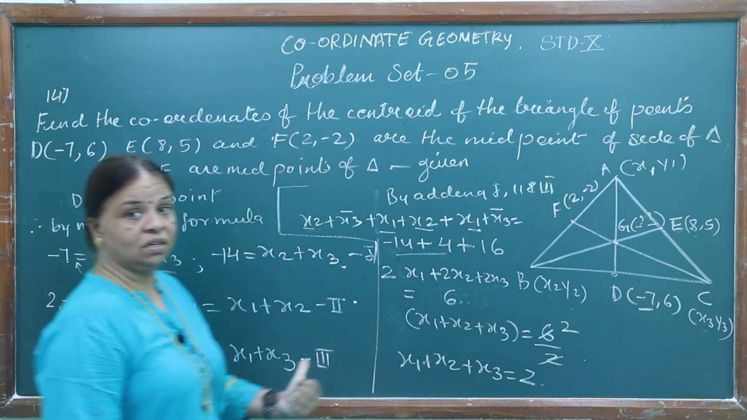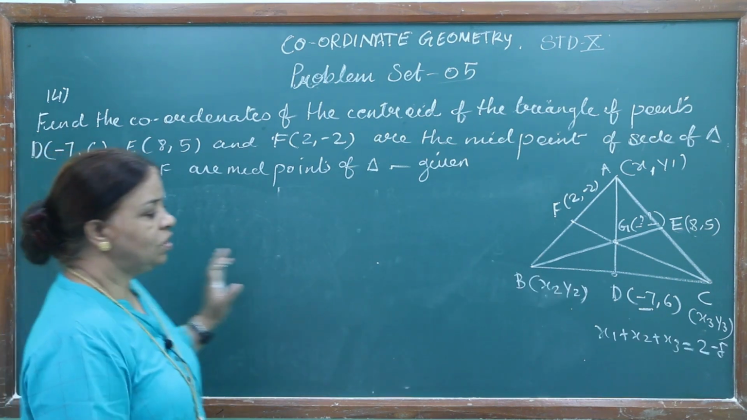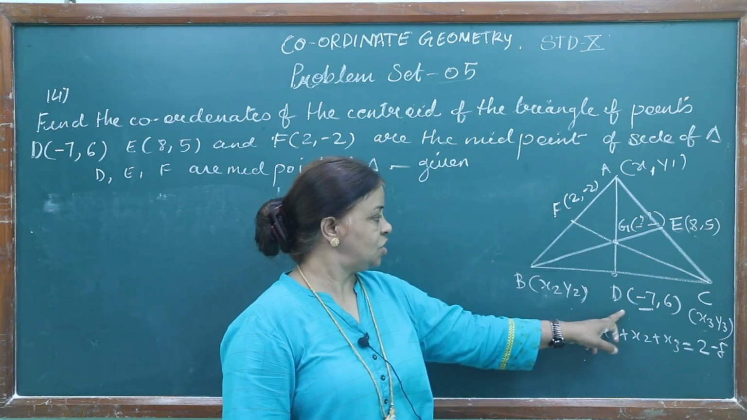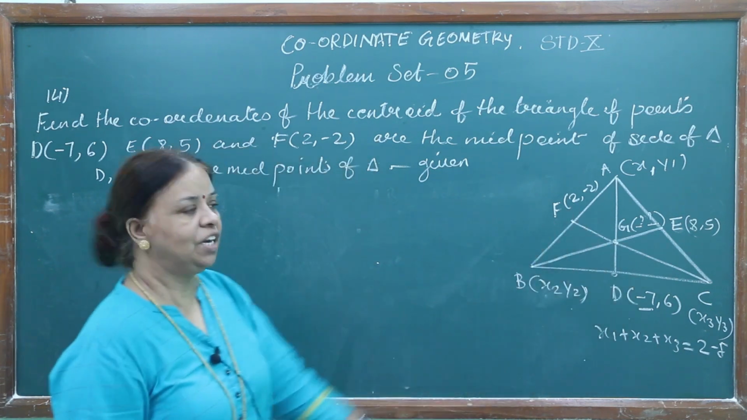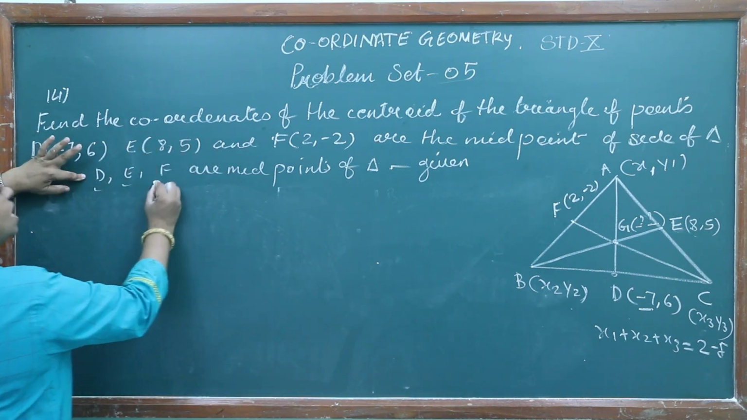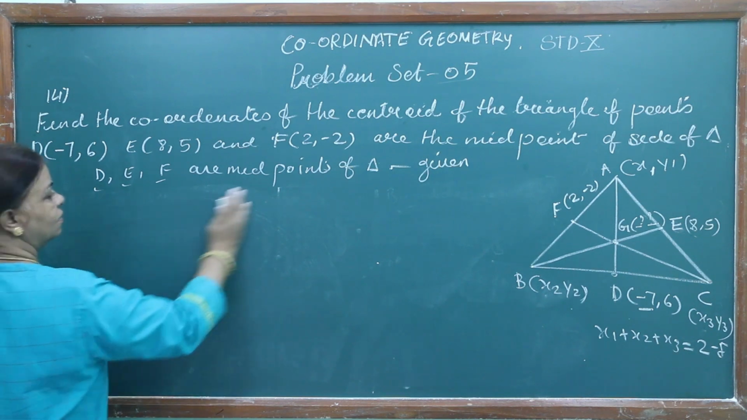Now let us go for y coordinate of each midpoint. Now we did what? X coordinate of each midpoint. Now we will go for y coordinate of each midpoint. See, we have written D, E, F are midpoints. So by midpoint formula.